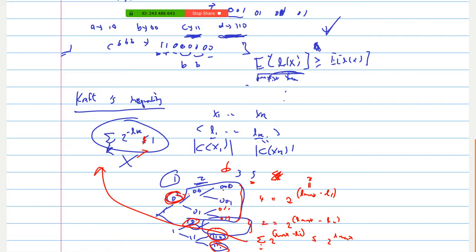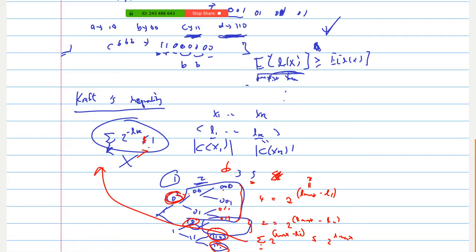And we showed that this is true for both the forward and converse directions, in the sense that if Kraft's inequality is not satisfied, then it's not possible to find such a code. And if it is satisfied, we can always find such a code.